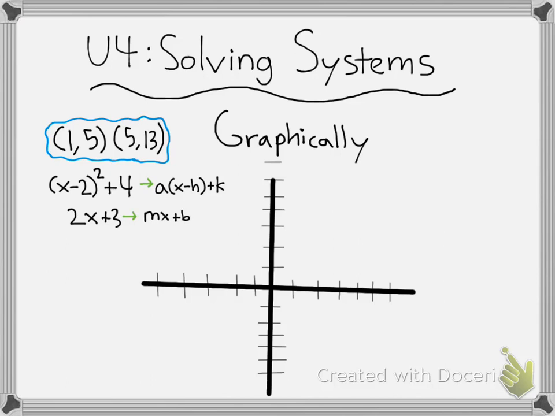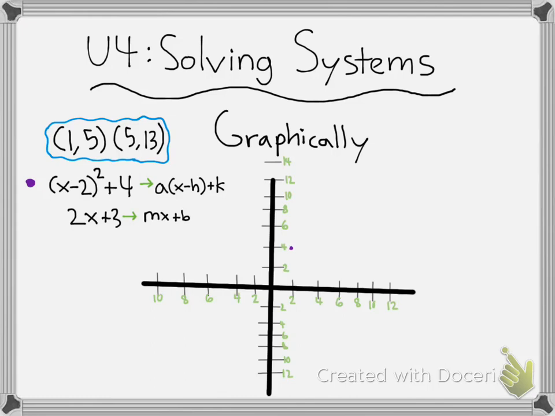So if we take a look at our first equation, I'll graph it in purple. If we start at (0, 0), since our h is equal to positive 2, we'll go 2 to the right, and since our k is positive 4, we'll go 4 up to make a point at (2, 4).